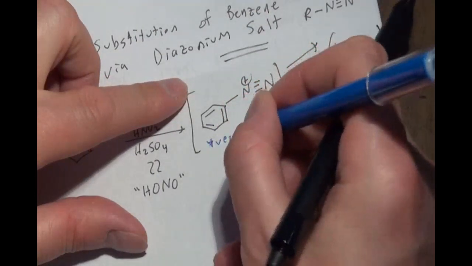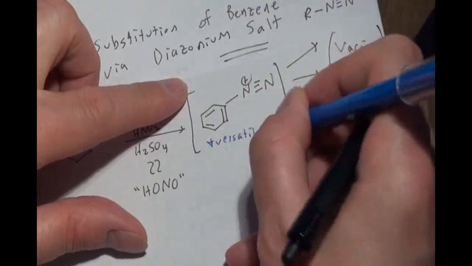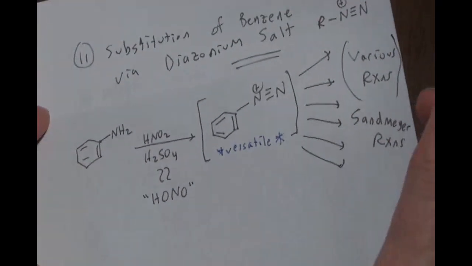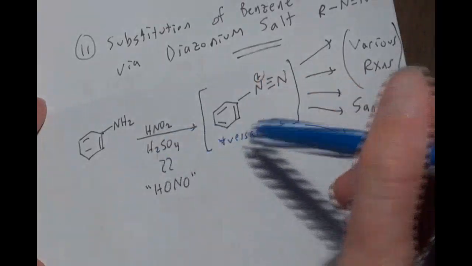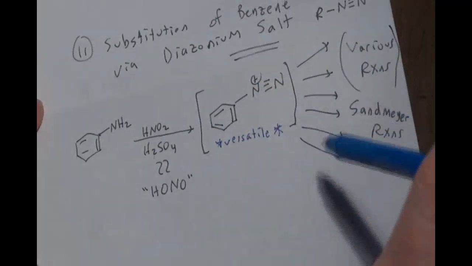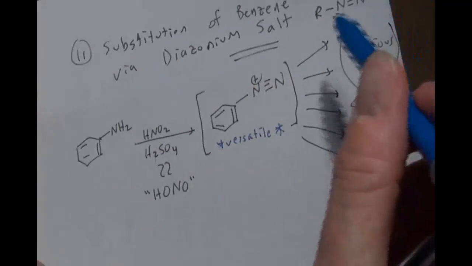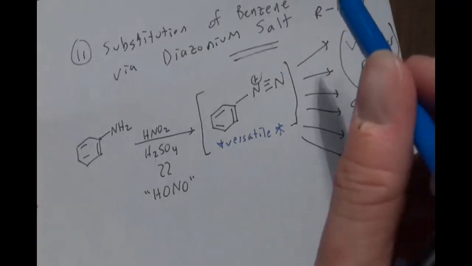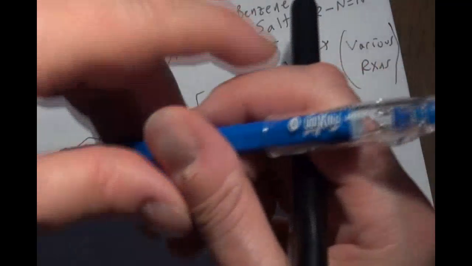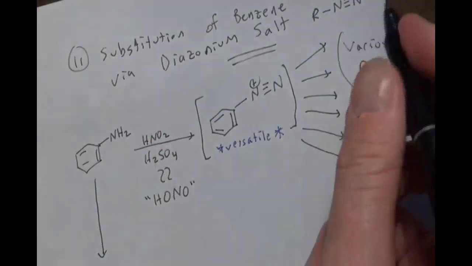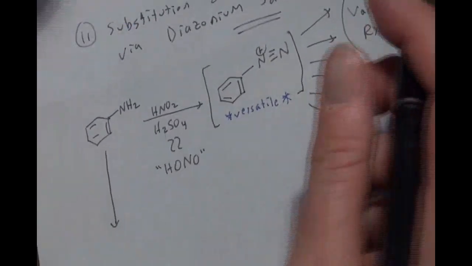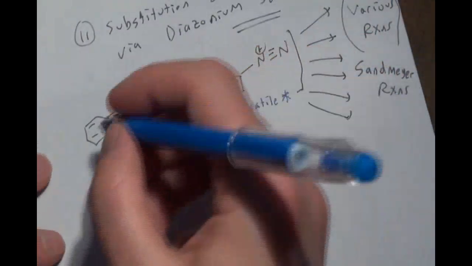Versatile intermediate, synthetically useful. Very easy to make. You just mix this with these two things, this gets formed, and then you have some other reagent that causes a Sandmeyer reaction. Okay, so what is the mechanism of how a diazonium forms? So let's draw out HONO.